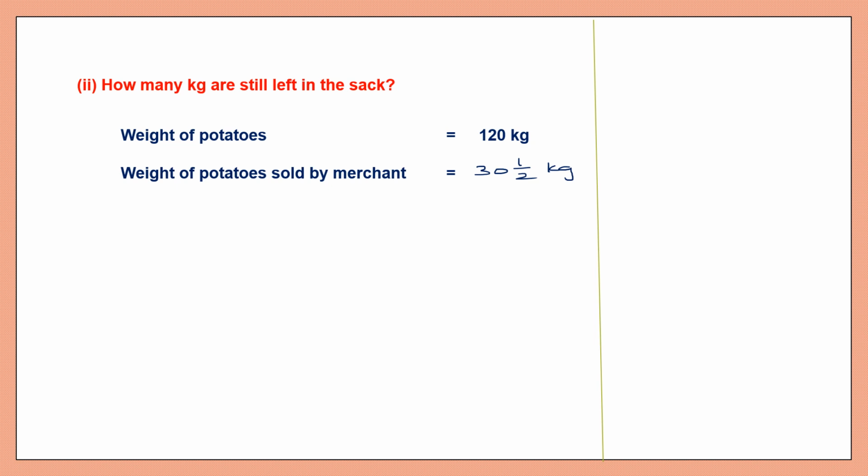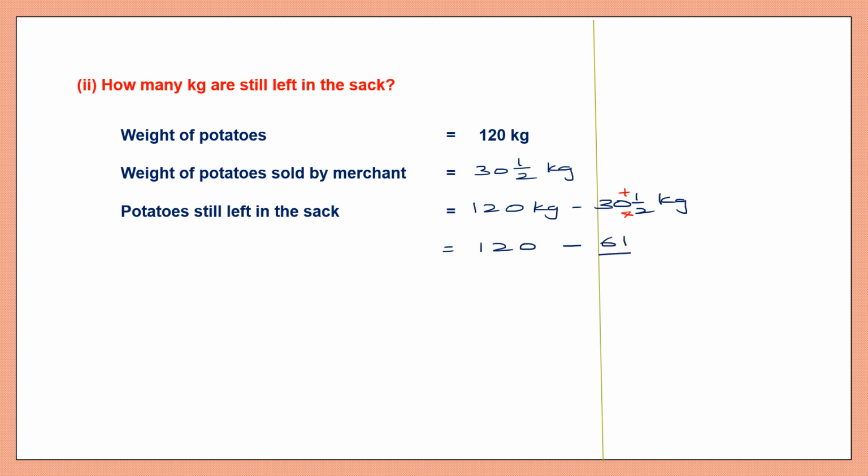Now, we have been asked to find the potatoes still left in the sack. The weight of potatoes still left in the sack. For that, we have to subtract these two. That is, we have to subtract 120 kilograms and 30 1 by 2 kilograms. When we subtract these two, we will know how much of potatoes was still left in the sack. So here, let's do the subtraction. 120 minus, let's convert this. 2 into 30 is 60, plus 1 is 61. So this is 61 by 2.